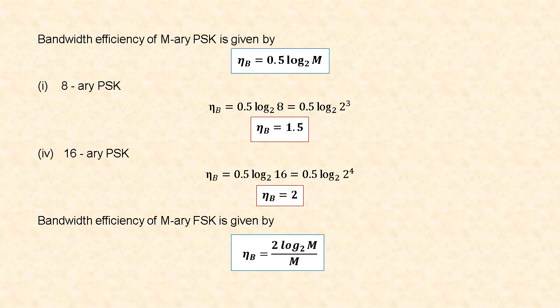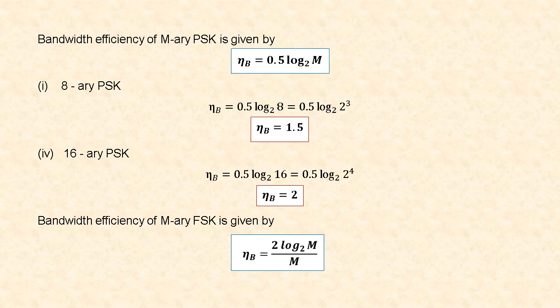The bandwidth efficiency of M-ary PSK, that is phase shift keying, is given by the formula eta B is equal to 0.5 log 2 M. First they have given 8-ary PSK. So M is equal to 8. Substituting M is equal to 8, we have eta B is equal to 0.5 log 2 8. 8 can be written in terms of 2 as 2 cube. So eta B is equal to 0.5 into 3, which is equal to 1.5.